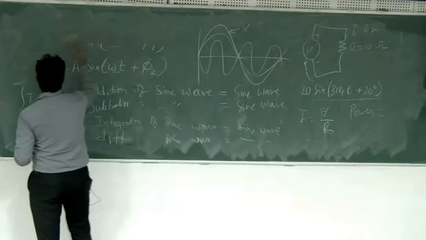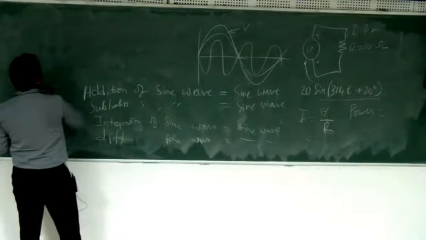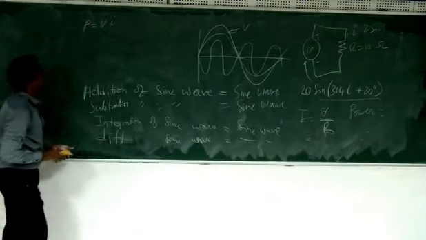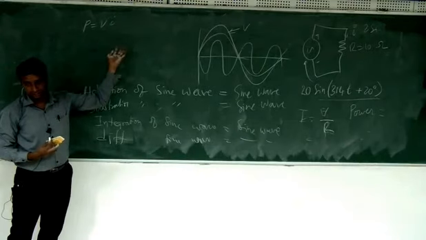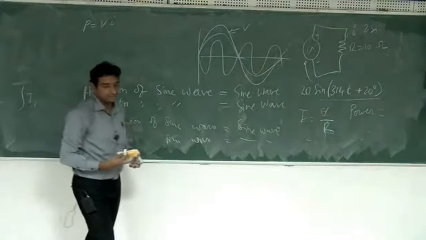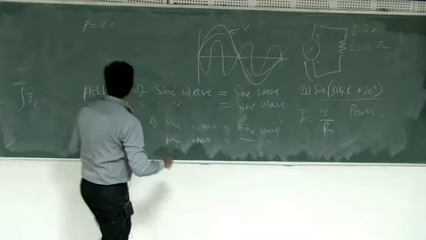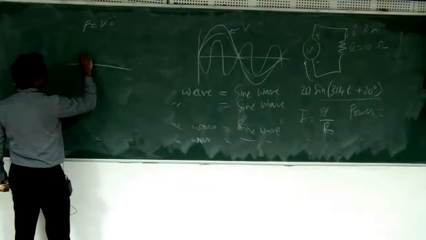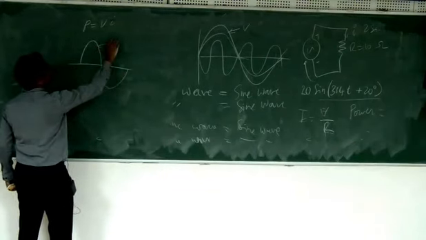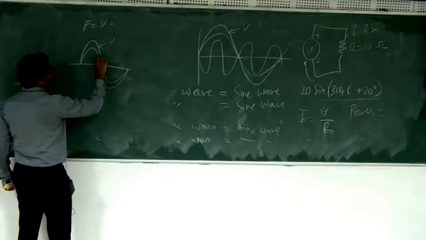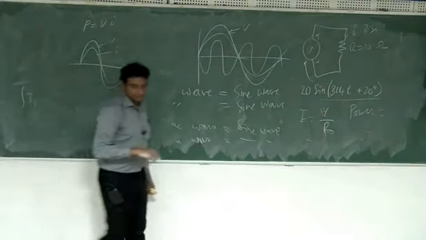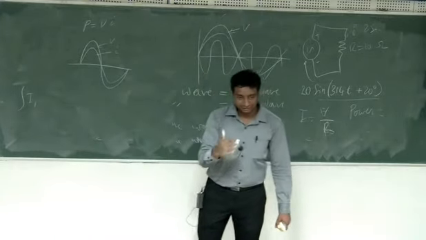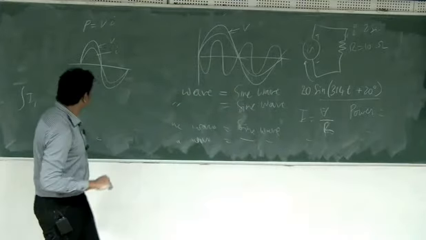Okay, V into I. So what is V into I? I'll write it as small p is equal to small v into small i. That means these are all alternating quantities changing with time. So the value of p is constant or variable? So this is V, this is I. Okay, because they are in phase. Lagging or leading is not there. The phase difference between them is 0 degrees.